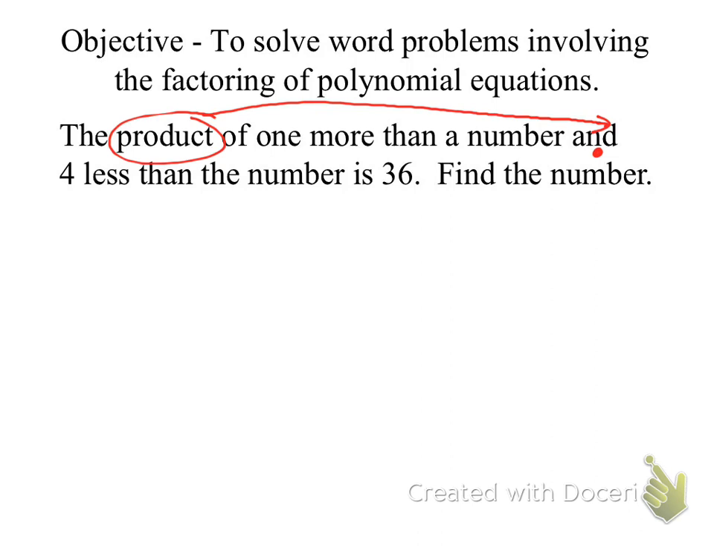What comes before it? One more than a number. What is my unknown here? I still want you to identify it. X is the unknown, and it stands for a number. So how would I show one more than a number?